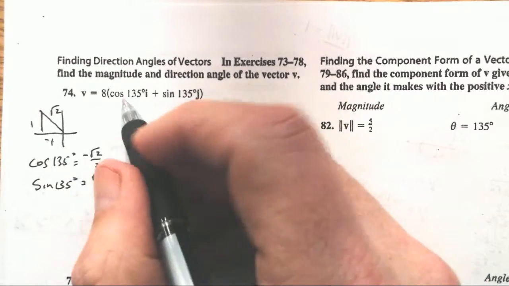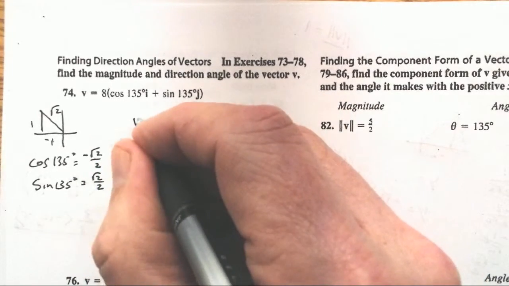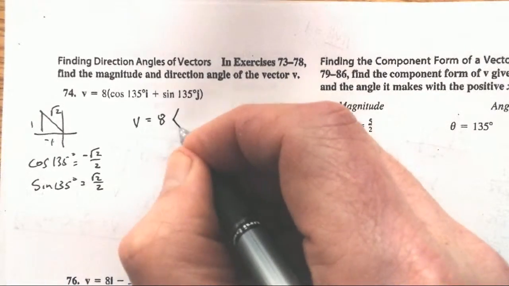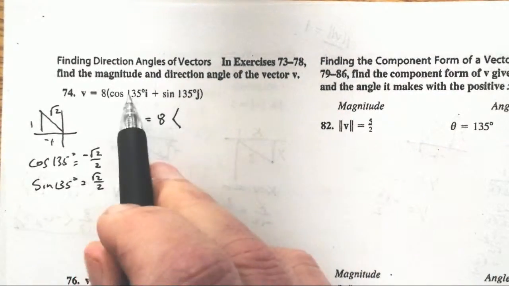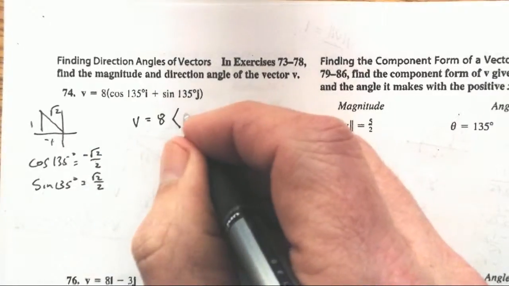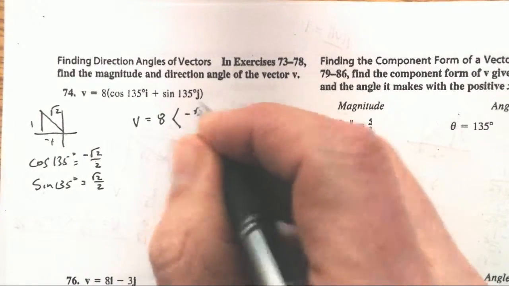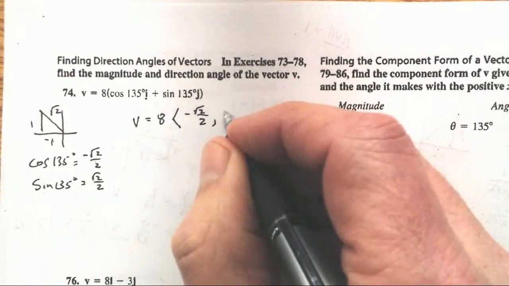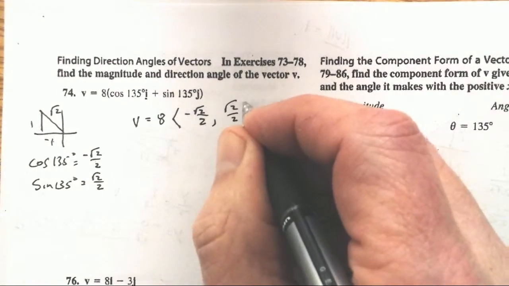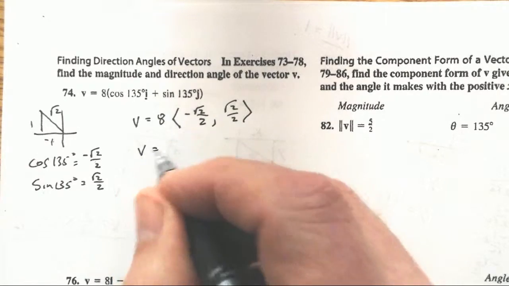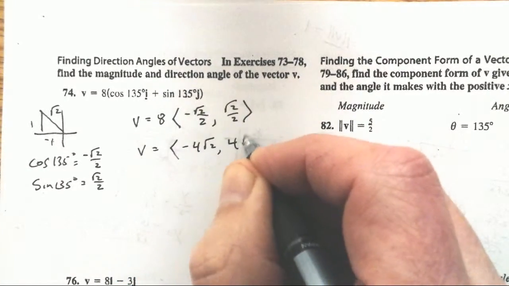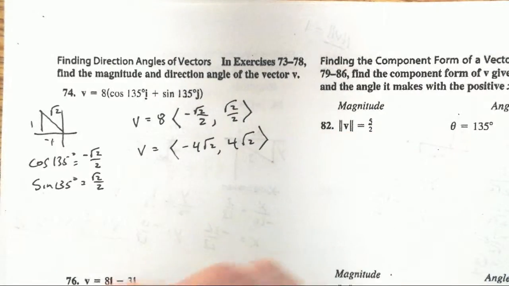So this becomes V equals 8 times the vector cosine negative square root of 2 on 2 to the right, square root of 2 on 2 up, multiplying the 8, and vector V in component form is -4 square root of 2, 4 square root of 2. Let's draw it.